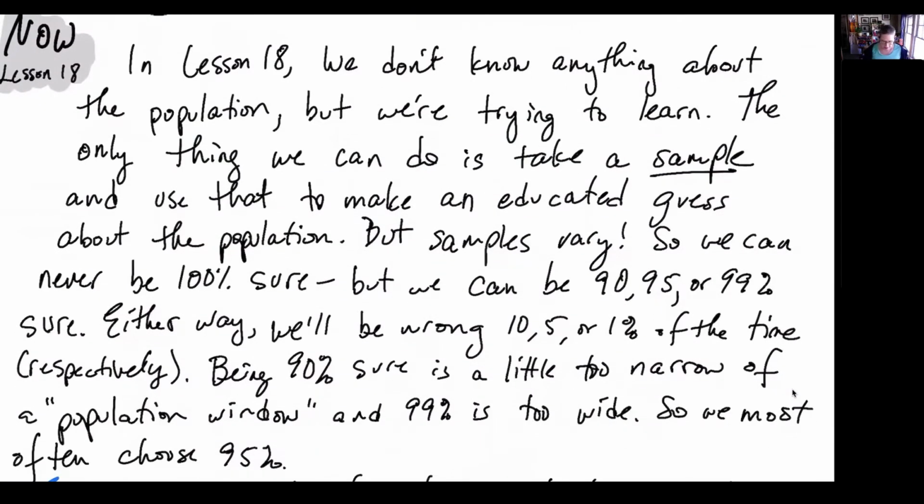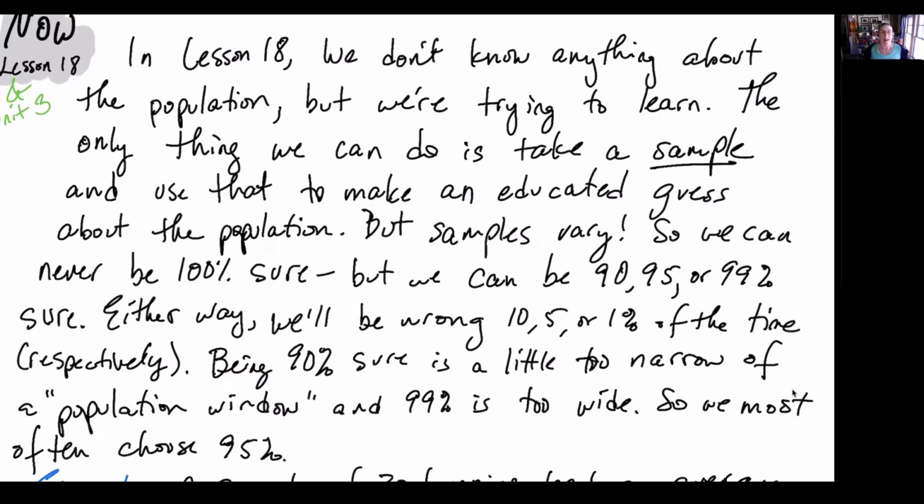Okay, so in Lesson 18, and really in all of Unit 3, but I'm going to start out talking about just Lesson 18 and what we're going to do today. We don't know anything about the population, but we're trying to learn something. Okay, so the only thing we can do is take a sample and use that sample to make an educated guess about the population. So really we're extrapolating information from the sample.